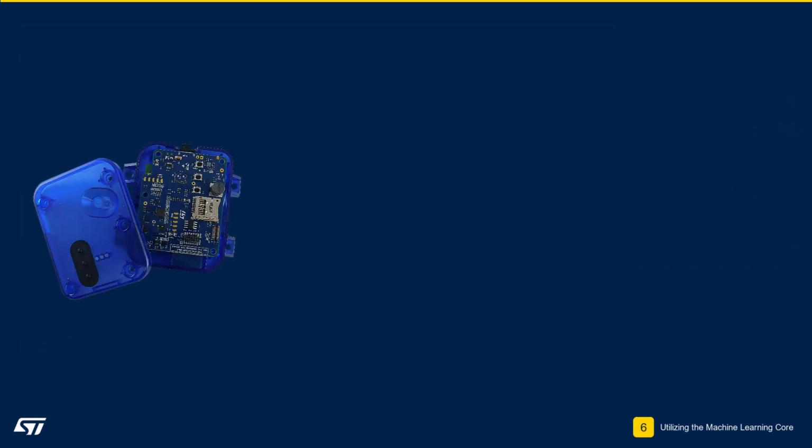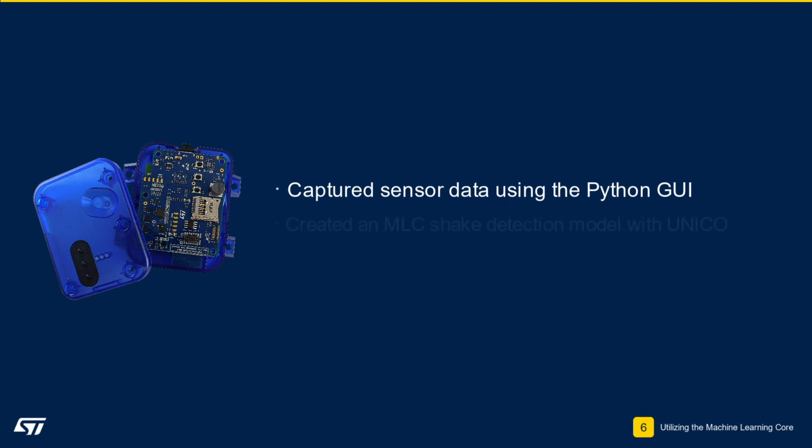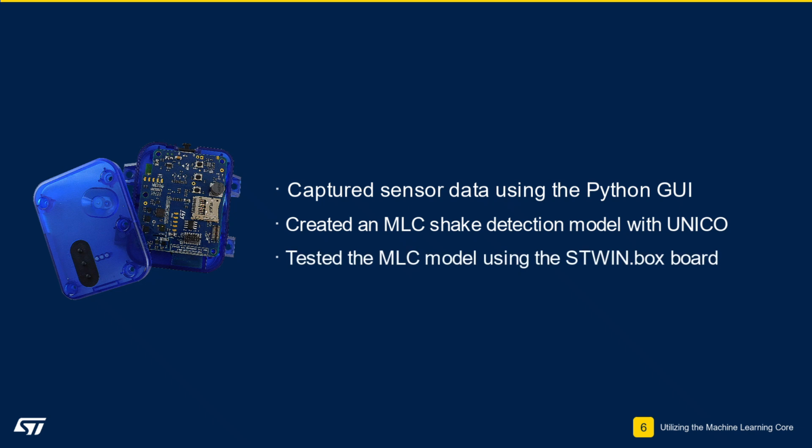In this module, we captured sensor data using the Python GUI. We then created an MLC shake detection model using the Unico application. Finally, we tested our MLC model in real time using the STWIN.box board. This concludes Module 6.